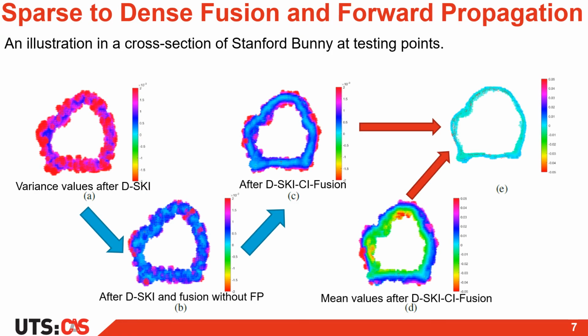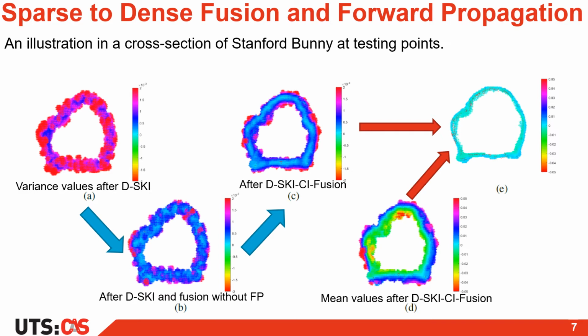I will talk about an illustration in a cross-section of Stanford Bunny at testing points showing sparse to dense fusion and forward propagation. After using DSKI-GP, testing points produce a probabilistic implicit surface prior per submap. In both directions, outside and inside, the variance values increase. Sparse to dense fusion reduces the uncertainty inside of the submap. After forward propagation and fusion, variance values at the junction edge of the submaps have significantly improved.